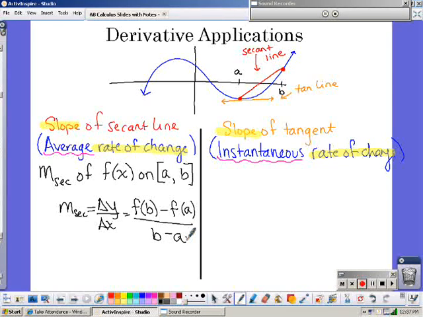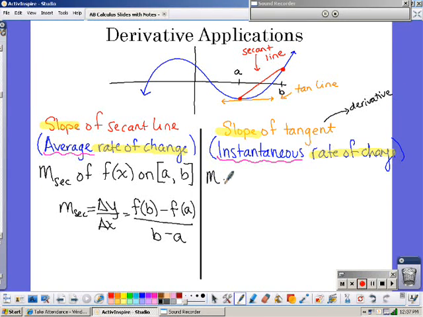In contrast, if somebody asks you for the slope of the tangent line over here, we know that instantaneous rate of change refers to the tangent slope. We also know that the slope of the tangent is another word for derivative. So if somebody asks you for the slope of the tangent line, then your work is going to be a little bit different. Here's how we might set it up.